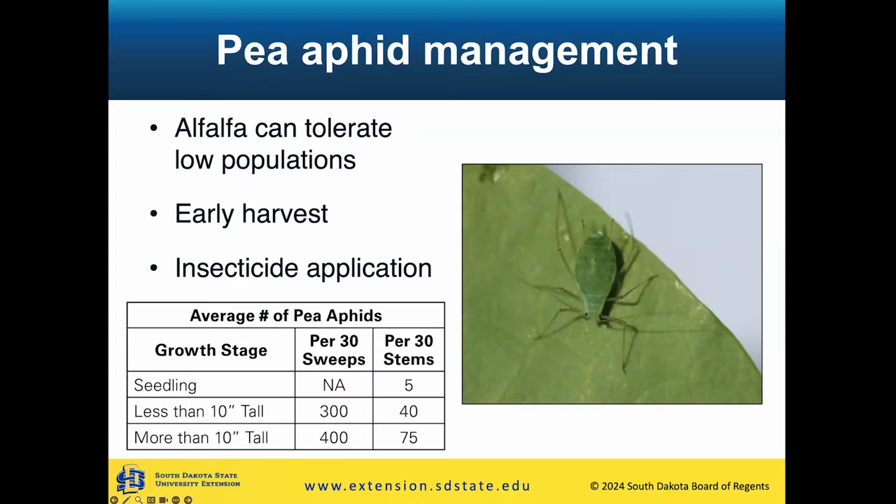So for management, the alfalfa can tolerate low populations, but when you get a lot of these ramping up, those populations can grow quickly and cause some problems. Again, you can do an early harvest and an insecticide application. We have a table for these as well, based on those sweep nets, or you can count these guys on the stems of the plants. It's a lot easier using a sweep net, in my opinion, but you can base it off of the growth stage, whether it's worth treating that infested field or just cutting it, and maybe that's a better option too if they're not too bad.